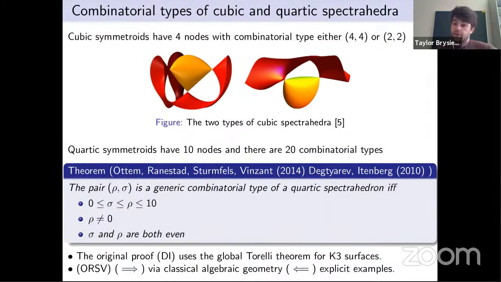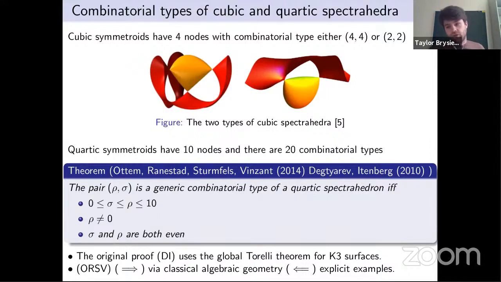To show that these conditions are necessary, they use some beautiful classical algebraic geometry. And to show that they're sufficient, they simply give an example of each of these possible combinatorial types. There's 20 of them. So to prove to me that any of them can happen, you just give me one of each.